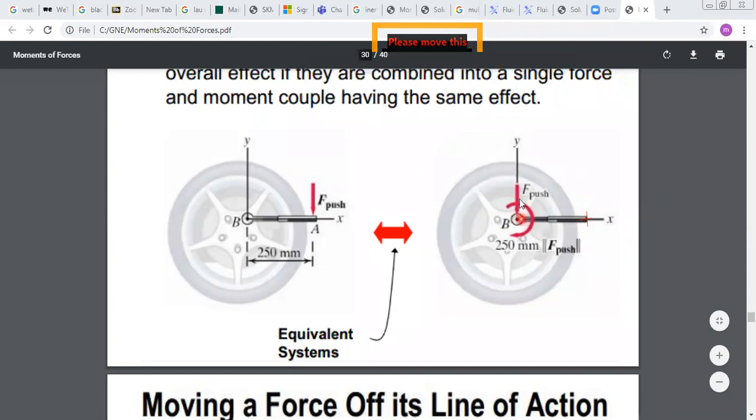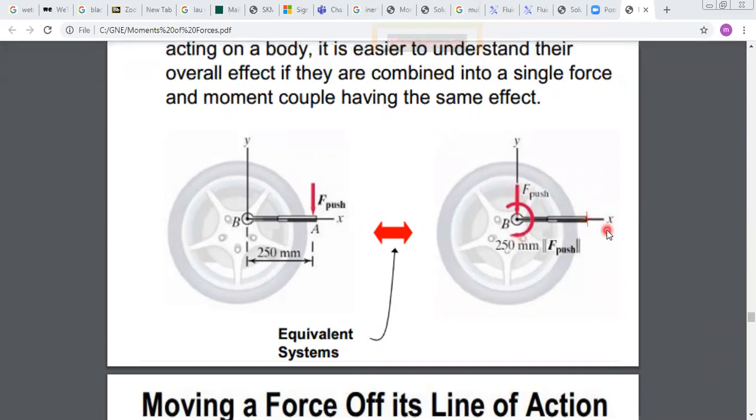Now, for the force F, what is the moment it's producing about A? It's F times D as magnitude, and as direction, it's in the counterclockwise direction. So you can see here that the couple has the opposite effect of the force moment on point A, because the force is trying to create a moment in the counterclockwise direction equal to F times D, while the couple is acting in the clockwise direction and producing a moment of 250 times F.